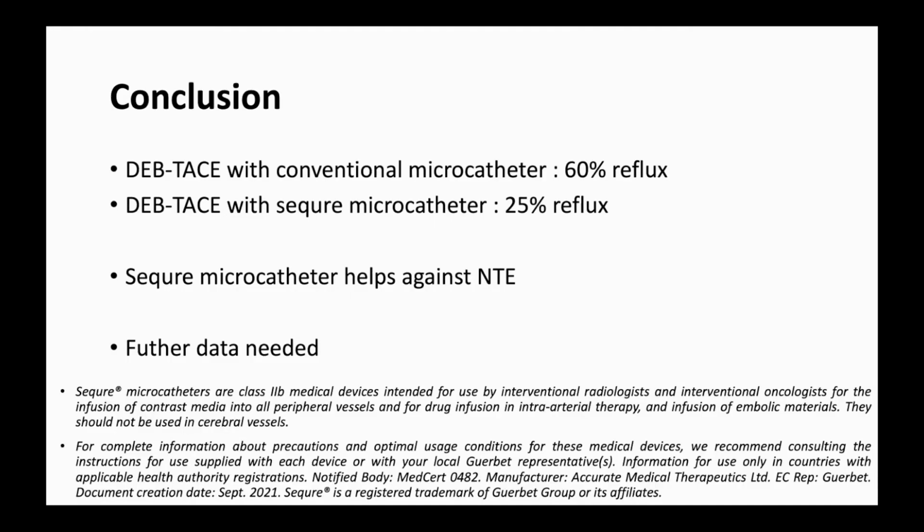As a conclusion, DEB-TACE with a conventional microcatheter induces 60% reflux, while using a secure microcatheter, reflux was noticed in 25% of the cases. And in our cases, it was due to spasm. So this microcatheter may help to avoid non-target embolization. Of course, further data are needed. Thank you very much for your attention.